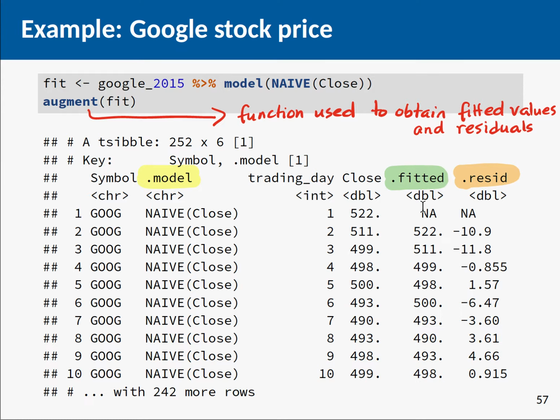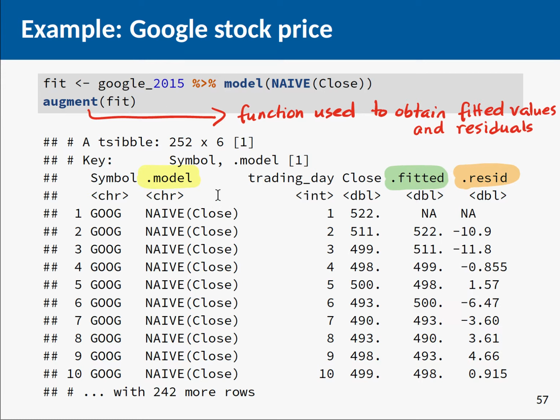So when we fit a model to the Google data, we can do so by looking at a naive model on the closing prices. Okay, so this you're familiar with, how to do this. The function that we use to obtain fitted values and residuals is called the augment function. So if you use that augment function on your fitted data, you're going to get a tsibble in the end.